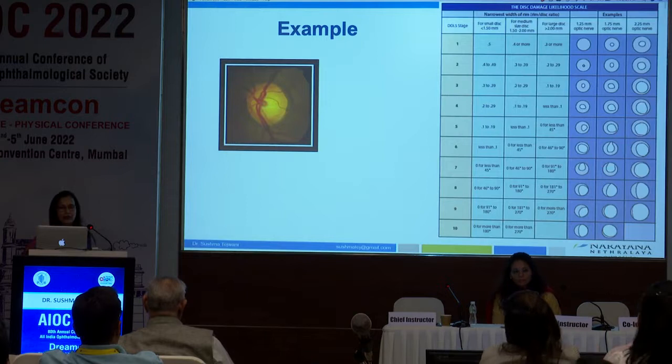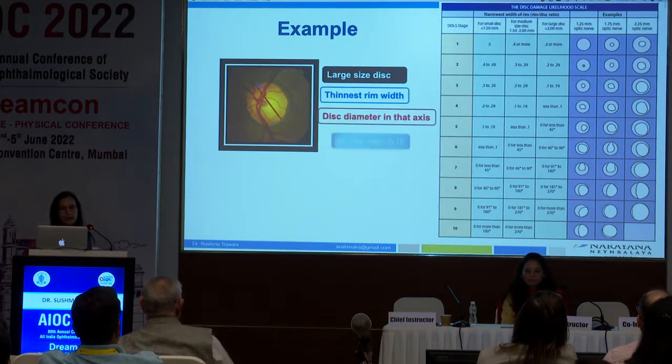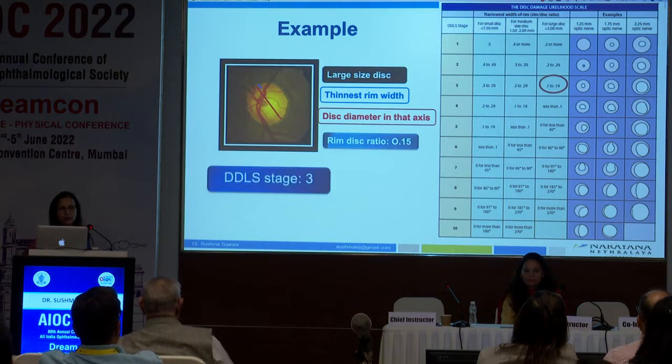Just an example, this is the nerve that you look at. Now look at this, this is a large disc. The thinnest rim width is there, the blue line that you can see. And if you look at the disc diameter in that axis, you see the rim disc ratio is around 0.15. So this is where it fits into the DDLS stage 3. So what is that? That is supposed to be disc at risk.